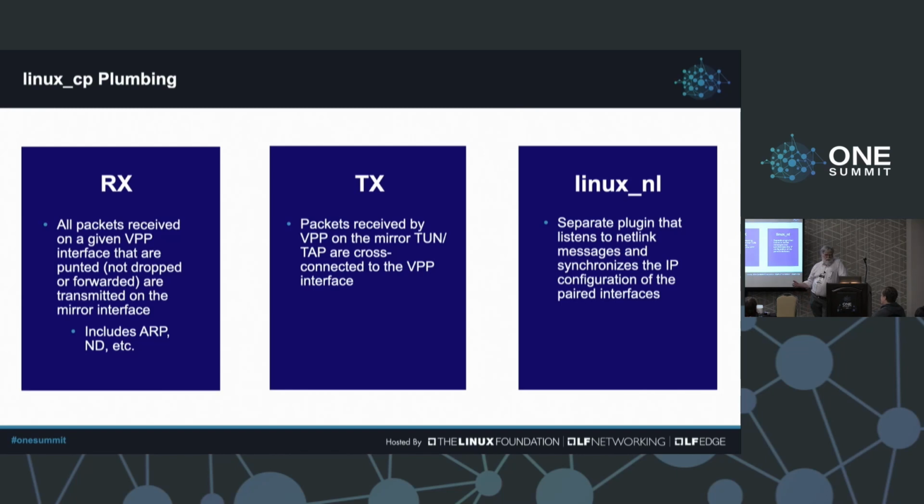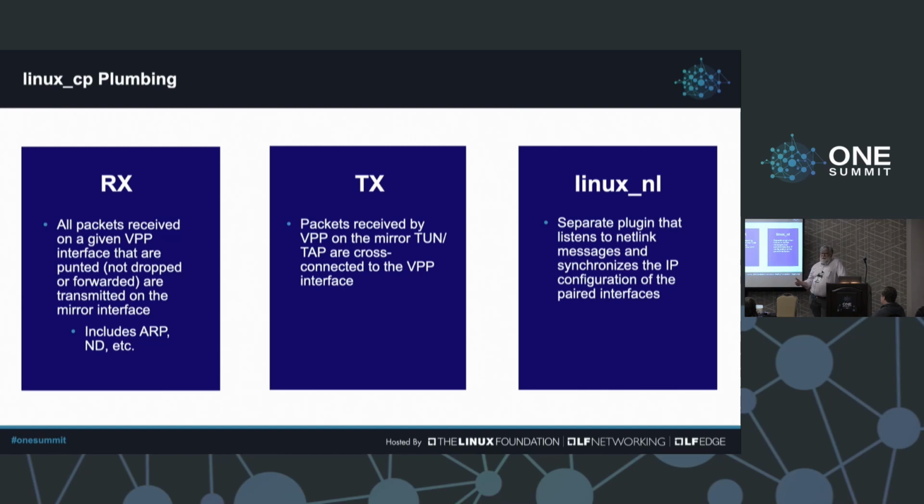So, all packets received on a given VPP interface that are going to be punted, just like you said, not dropped or forwarded, get transmitted down the tap interface to the kernel. And the kernel delivers them just like they were received on one of its interfaces. This includes things like ARP. So, L2 stuff also has to be processed to make the whole thing hang together. On transmit, any packets received by VPP on the TUN interface or the tap interface are cross-connected to the VPP interface. So it's like an L2 cross-connect there.